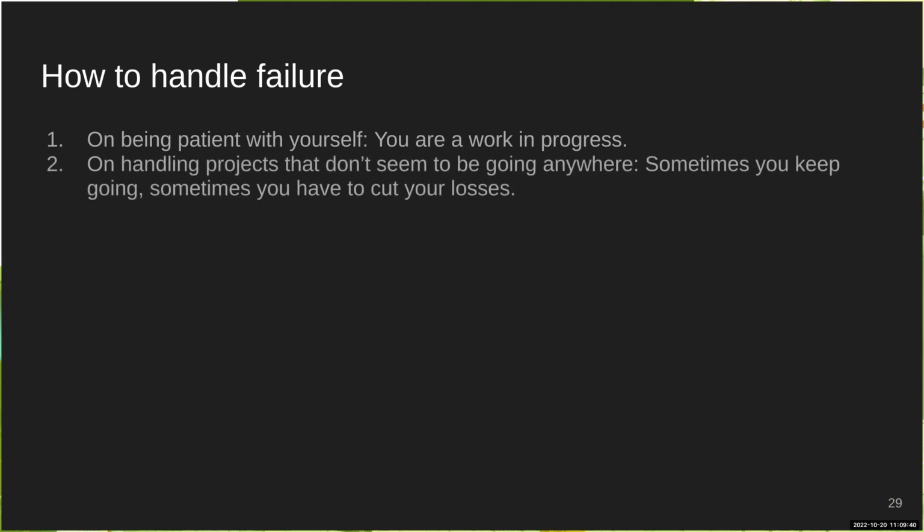2, on handling projects that don't seem to be going anywhere, sometimes you keep going, sometimes you have to cut your losses. The St. Luke stuff, we're still going on it. It takes time. It's going to take more time before we get one thing out of it, but it'll be worth it, I think. But the other projects that I've started and cut, it's sad because we have all this work that we did and nothing happened with it. Those are hard decisions to make. And sometimes you have to cut the losses and then you move on to something bigger and better. Sometimes the student who is working on it graduates. Sometimes you keep getting scooped and you have to do something completely different. That's just part of research.